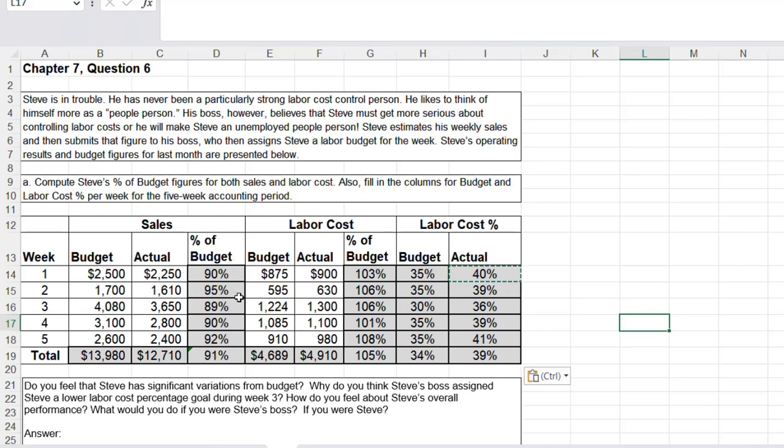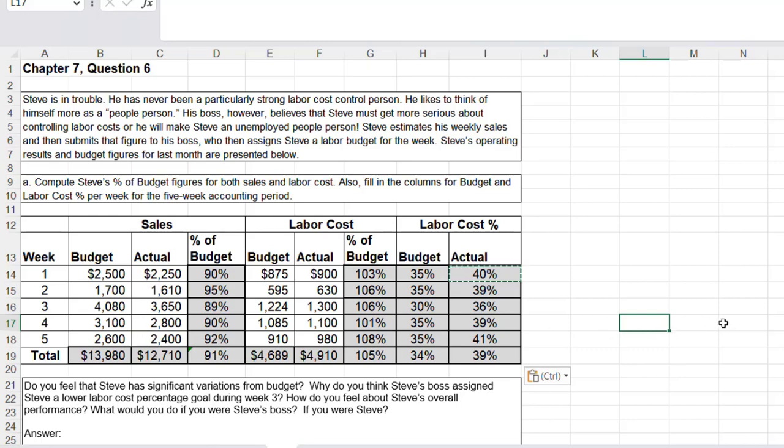But look at his sales budget, okay? The information that he is getting is not completely accurate. So his boss is actually under budgeting sales, or Steve is under budgeting sales. Somebody's under budgeting sales. So then they're overestimating on their labor cost, okay? So he is hitting 101, he's 103. He is a little bit off.